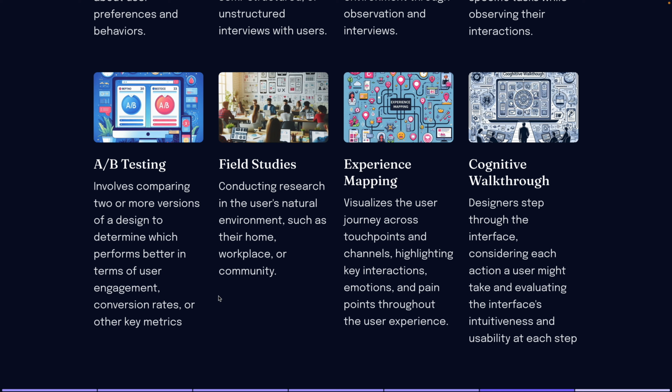A/B testing is used to test two different homepage layouts to see which one results in higher user engagement. That could be done by experimenting with different button colors or text on a call to action to maybe optimize for conversion rates.